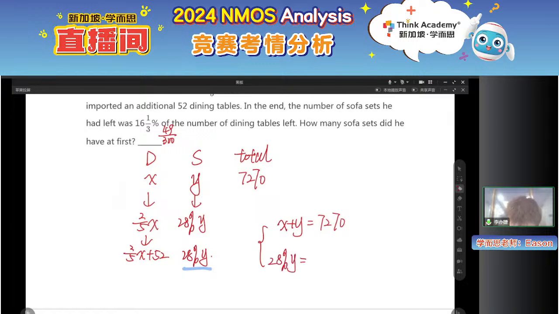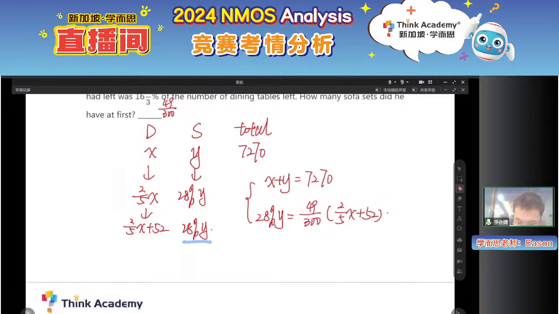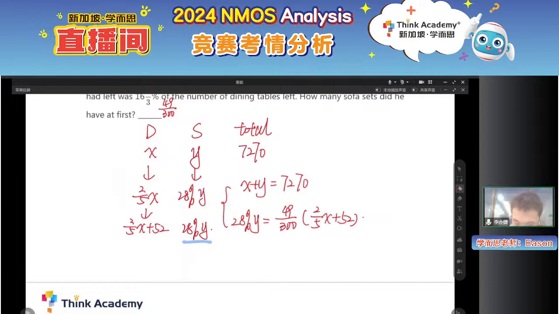20y equal to 49 over 300 of the 5 over 2x plus 52. It's a disaster. I don't want to solve this, but never mind. So maybe we try to do this. First, we should simplify the second. So we just times the 300 to each side, and then we can cancel a 7, right? So it's 3, and then it's 12. So now it's 12y equal to 7 times 5 over 2x plus 52.